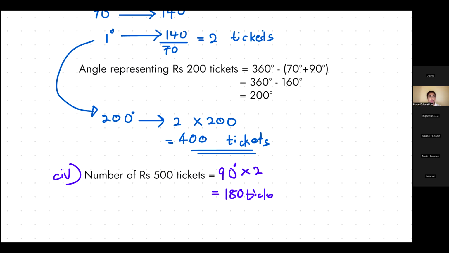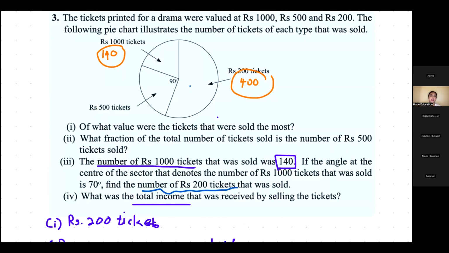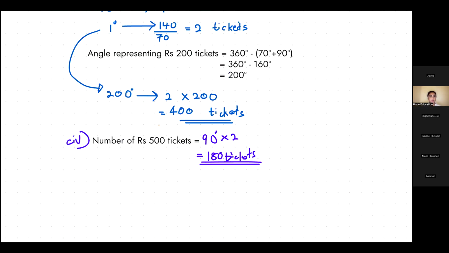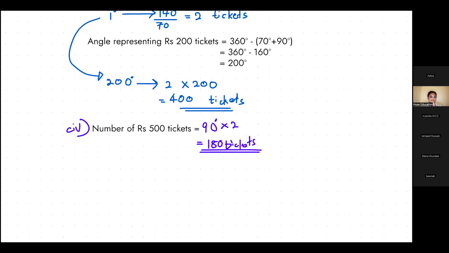Correct. Yes. Now we have the number of tickets. Now we just have to multiply, right? Now see how to find the total income. So, total income, right?